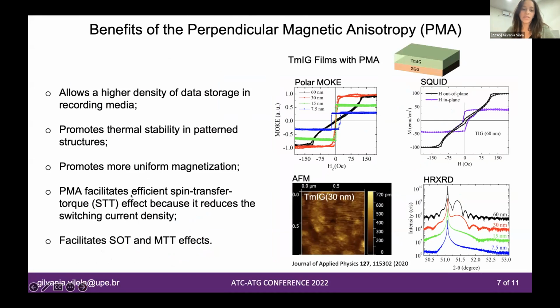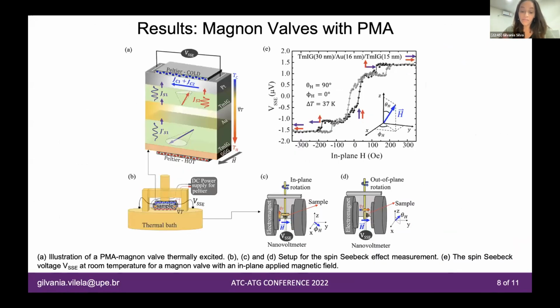So we really are interested in seeing what happens when we have this PMA. So what we did, we fabricated these perpendicular magnetic materials. We used TIG, that's thulium iron garnet. It's a material known to present this perpendicular magnetic anisotropy. Our results showed that it is magnetic, very smooth and epitaxial. And then once we control how to grow this ferromagnetic insulator TIG, we move to fabricate the magnon valve.